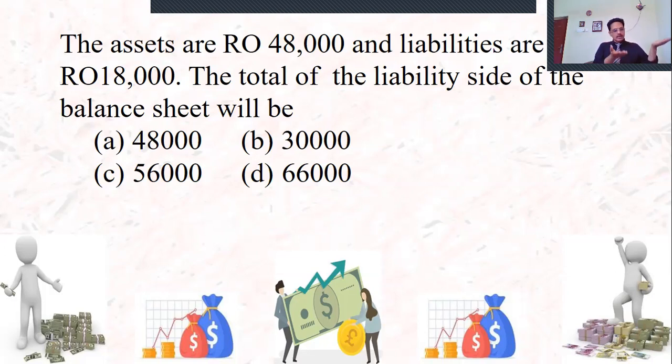If the question were how much is the equity, then it would be 30,000. So you can understand, asset is equal to liabilities plus equity. 48,000 asset and 18,000 liabilities are given, so equity is 30,000. But the total liability side of the balance sheet will be 48,000, because the asset side and liability side are always equal. Option A is the correct answer.